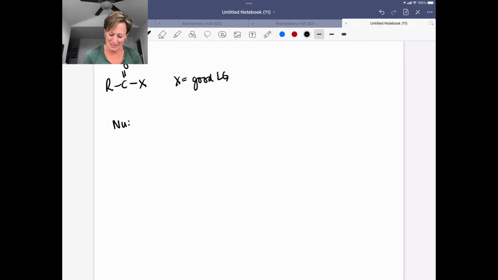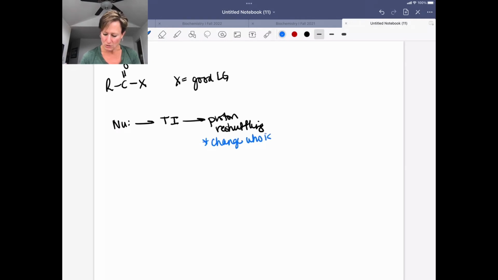Nucleophilic attack, and that forms a tetrahedral intermediate. Okay, so I'm going to flip to a couple mechanisms to show you this. When we have the ability to do some proton reshuffling, that's going to change who the good leaving group is. So that's the key here. When we do proton reshuffling, we change who is the good leaving group.